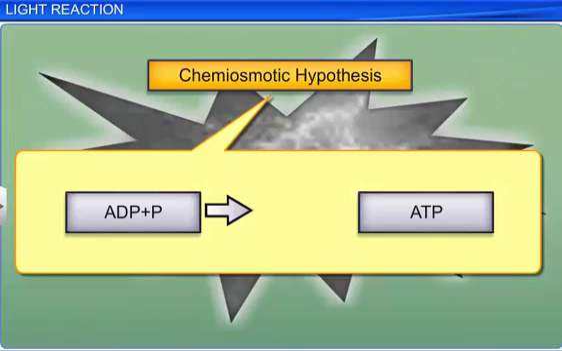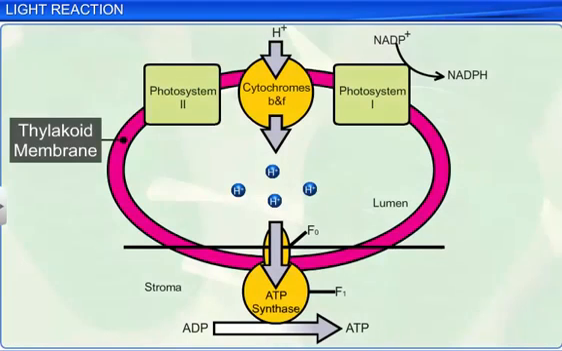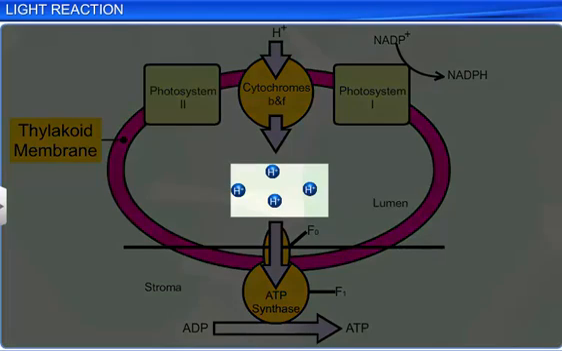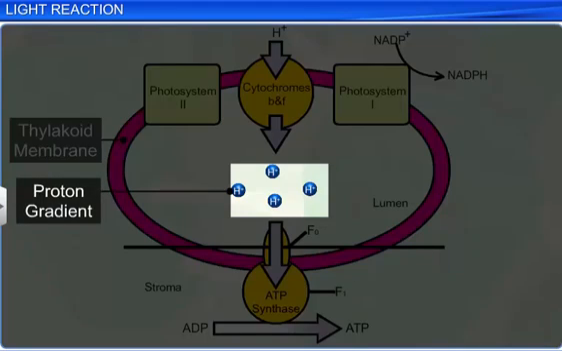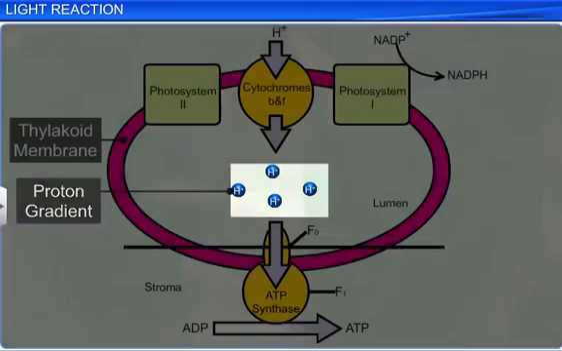The chemiosmotic hypothesis explains the mechanism of ATP synthesis. ATP synthesis is linked to the development of the proton gradient across the membrane. The proton accumulates towards the inside of the thylakoid membrane in the lumen. Let's discuss the steps that help develop the proton gradient along the membrane.